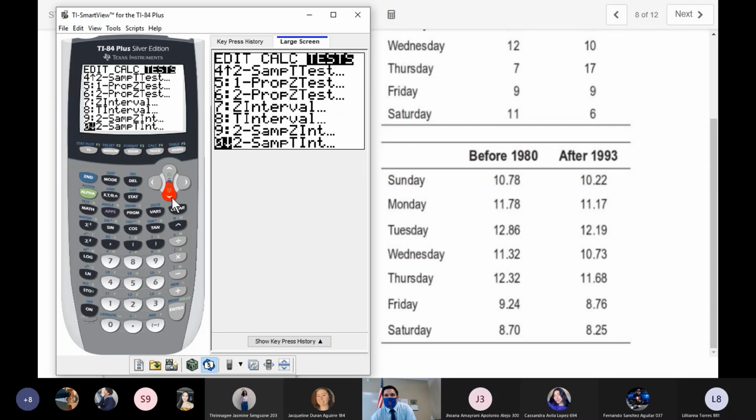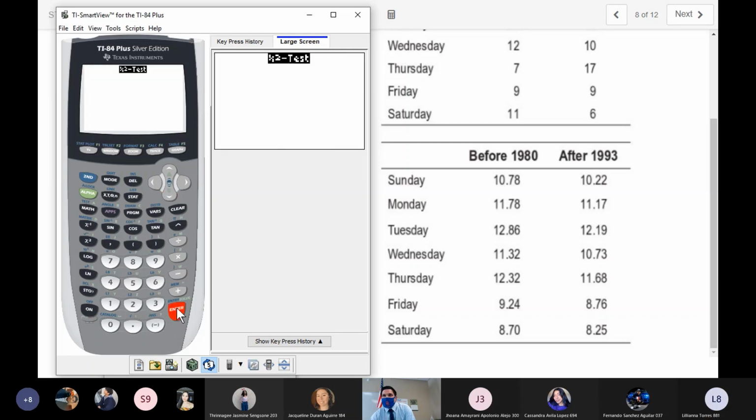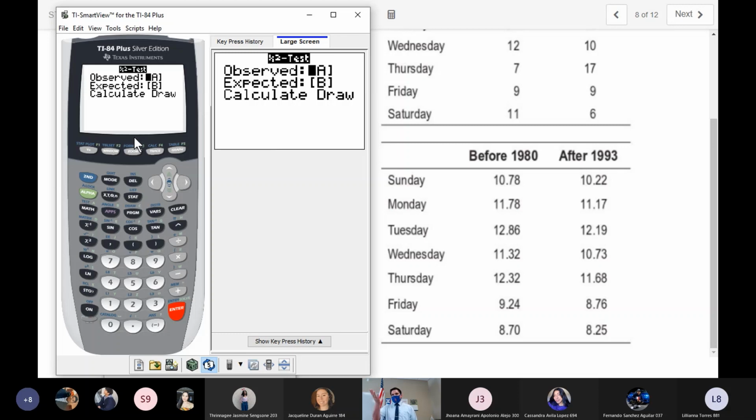And I don't want to click too fast because it'll get lost. So there we go, option C, chi-squared test. Your calculator should default to use matrix A and matrix B as the observed and expected, unless you've used this in another class and had other matrices that have been used before. Then it might not be there, but it will default to just use A and B. So it should already be ready to go. You don't have to do anything. Go down to calculate.